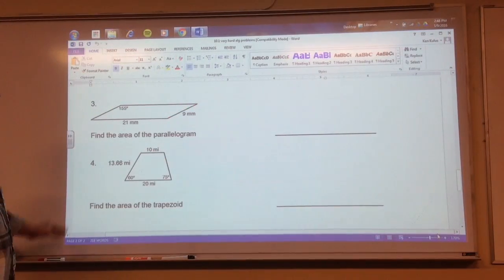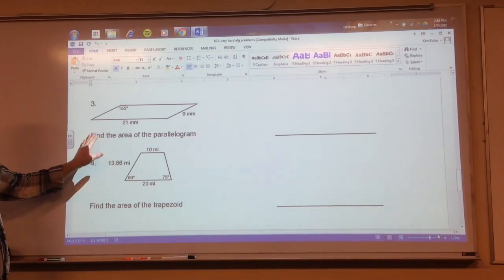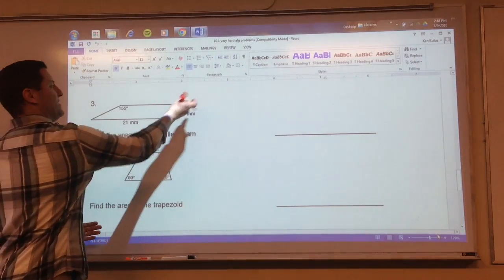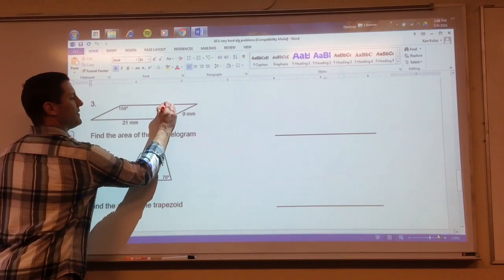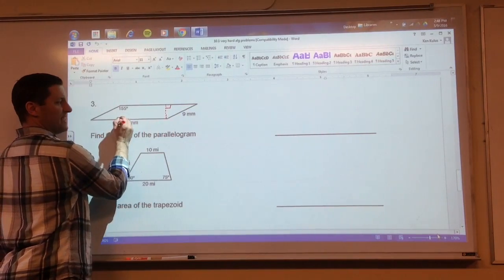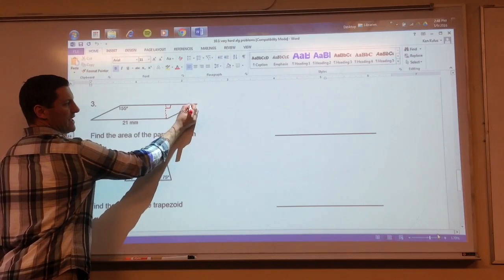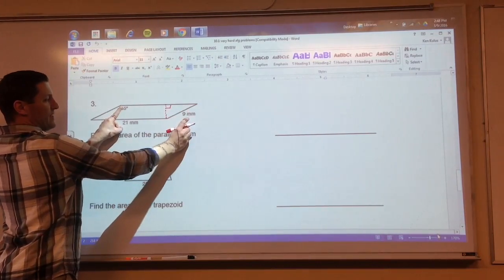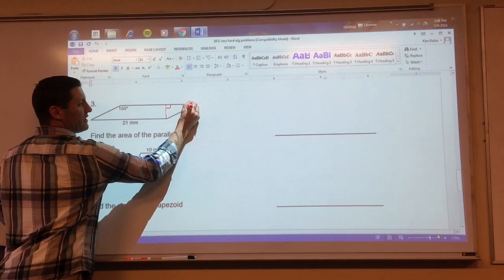Okay, problem 3, find the area of a parallelogram. One thing I noticed right now is no height is given, so I can't use this slanty part for the height. I'm going to have to dot in the height right here. I could also do it over on this side. I'm going to come over here because I can find this angle real easy. These two angles add up to 180. If that's 155, this has got to be 25.